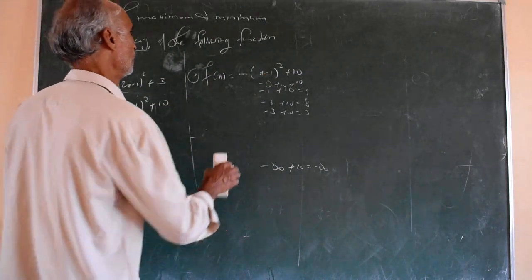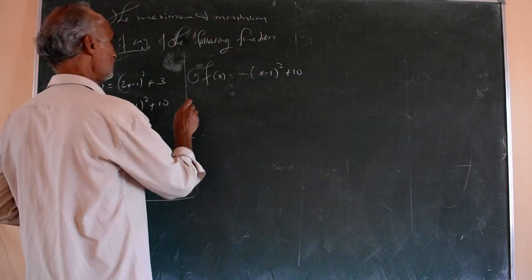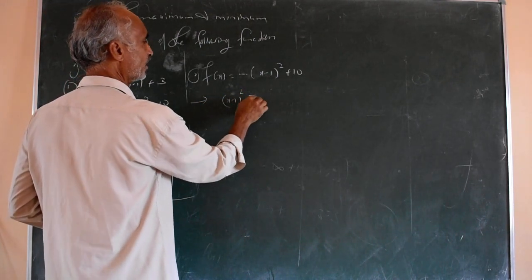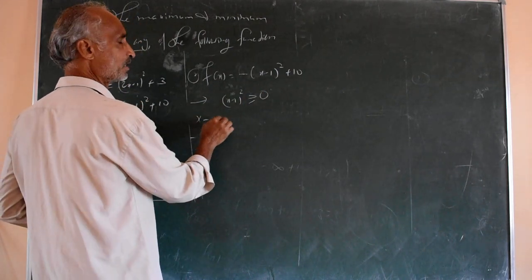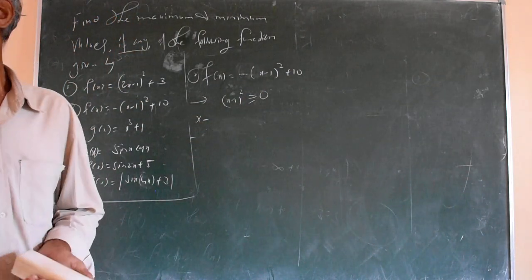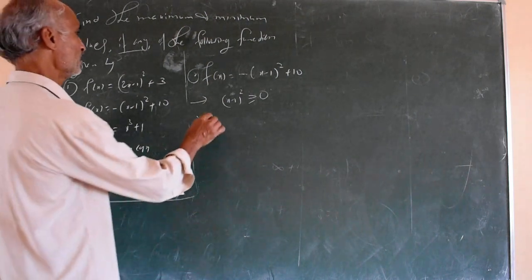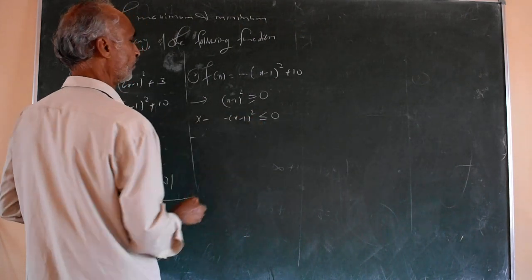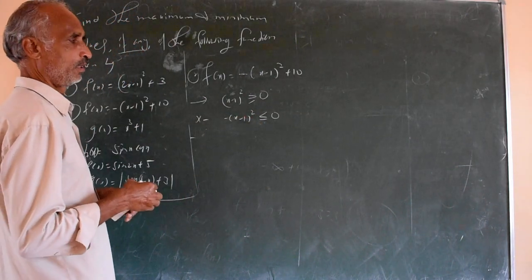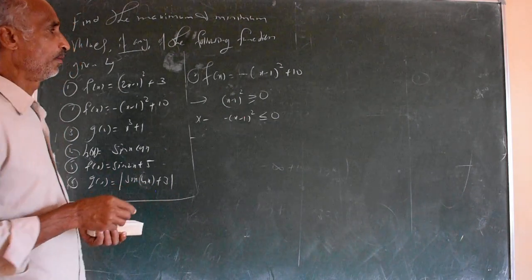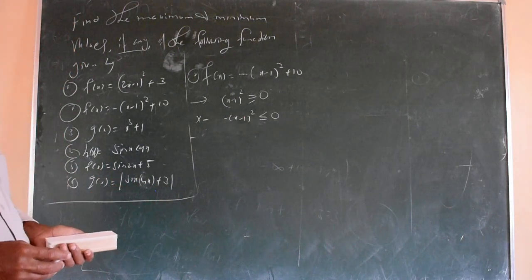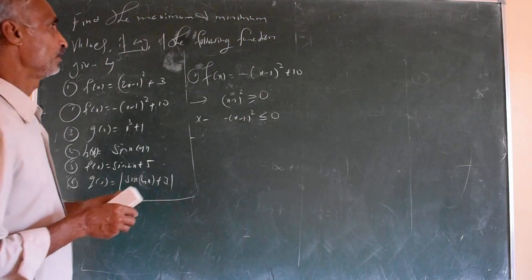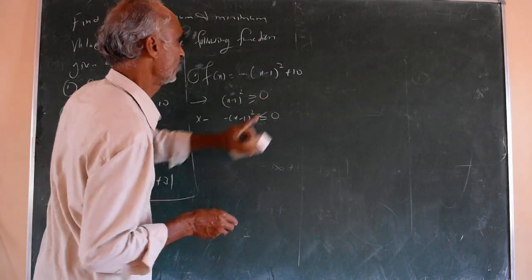Again, the same thing. The explanation is: here (x minus 1) the whole square is always greater than or equal to 0. When multiplied by minus, you know that the inequality reverses. Therefore, minus of (x minus 1) the whole square is less than or equal to 0. Therefore, the maximum value of (x minus 1) the whole square term is 0, and plus 10. Totally, the maximum value is 0 plus 10, which is 10.